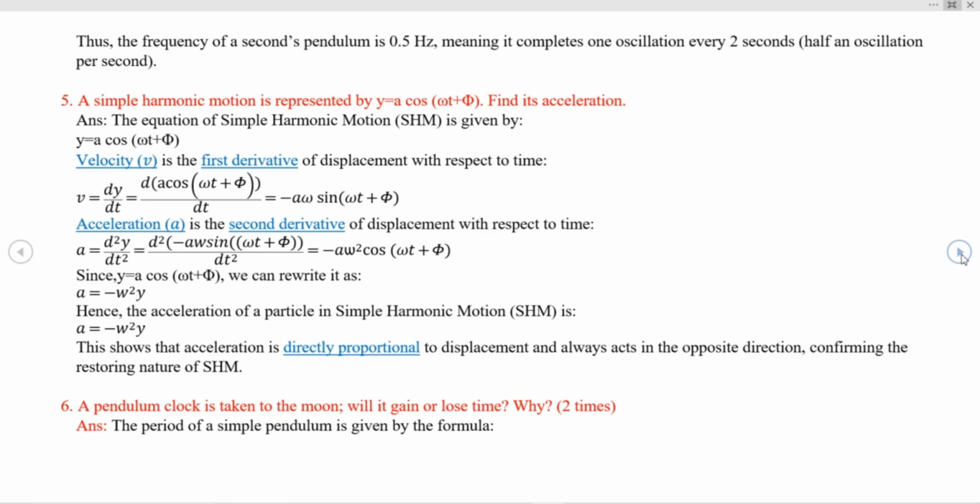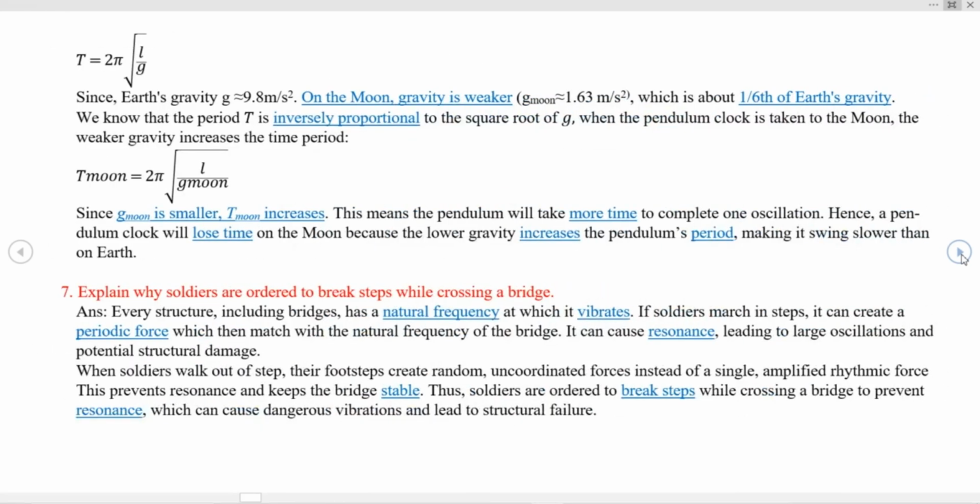Another question we have is, a pendulum clock is taken to the moon. Will it gain or lose time, and why? The period of a simple pendulum is given by the formula T equals 2 pi root over L by g. Earth's gravity is 9.8 meter per second square, and on the moon, gravity is weaker, which is about 1 by 6th of Earth's gravity.